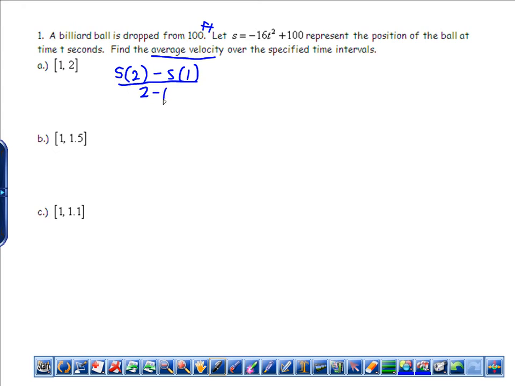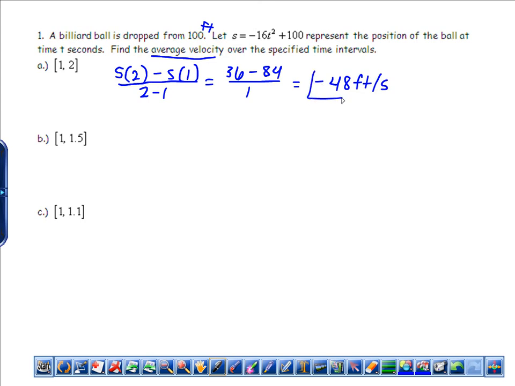Now this should remind you of 2 different things. It should remind you of average rate of change, which we saw this semester. It should also just remind you of the simple slope formula. Okay, so you can use your calculator on here. S of 2 gives you 36 feet, and S of 1 is 84. And then we're going to divide that, in this case, by 1, and that's going to give us negative 48, and we're going to put it in feet per second.